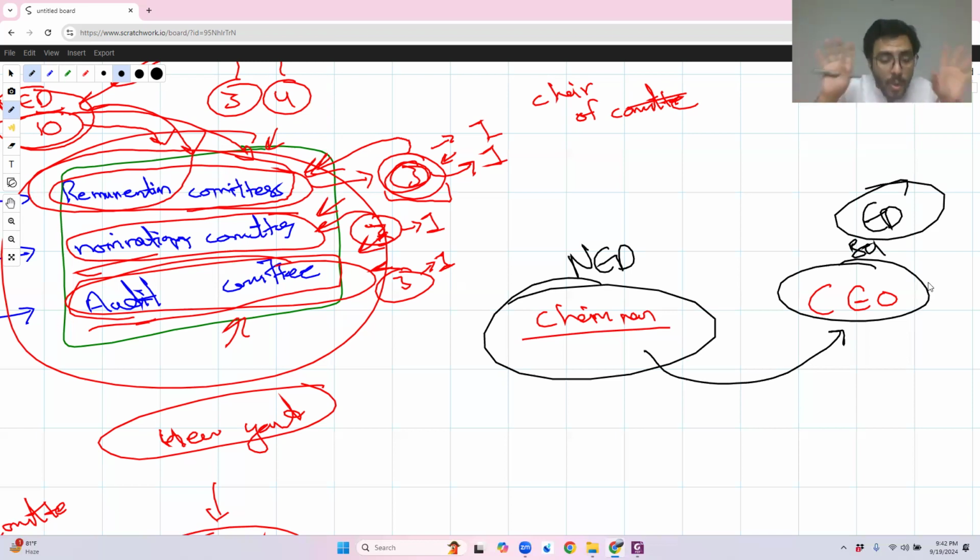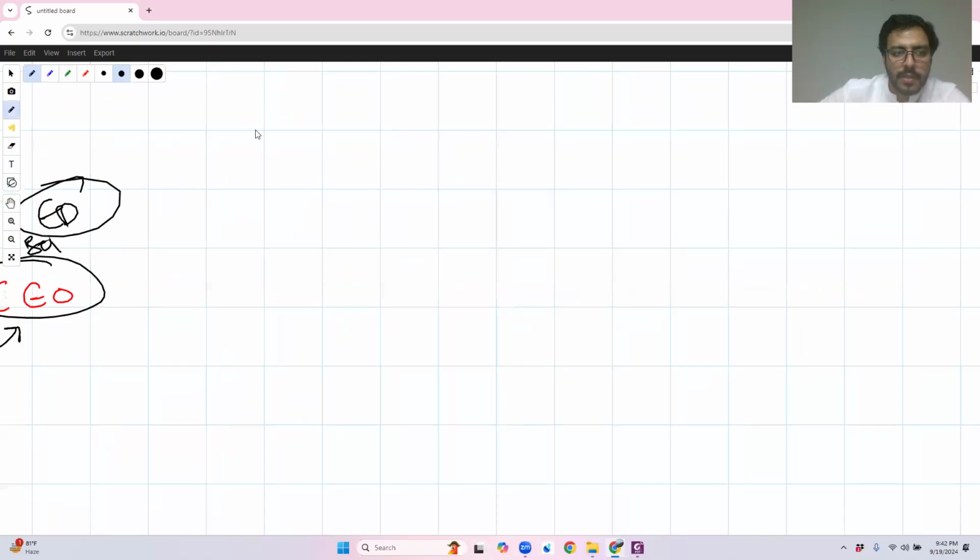This, basically what I just said up till now, was all the basic and detailed understanding that you need to have for CCG. But let's come towards the committees now. The important thing for the committees. Let's talk about the remuneration committee. First of all, remember this.